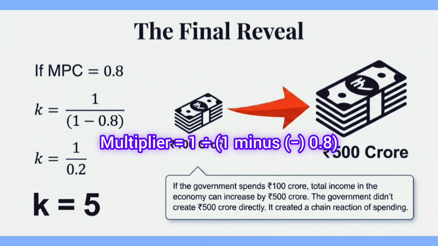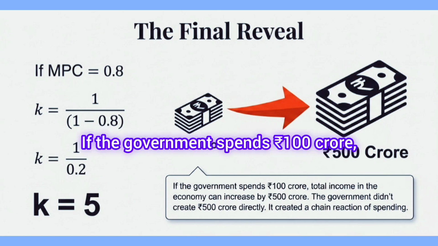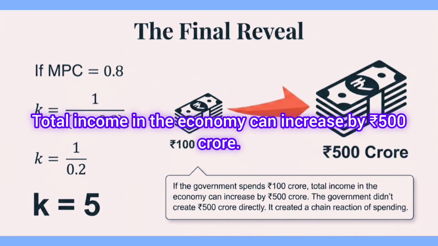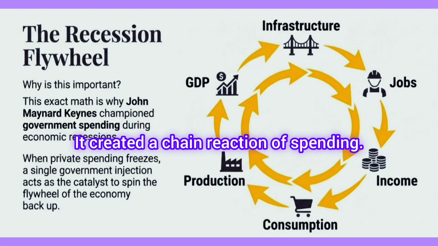Multiplier is equal to 1 divided by 1 minus 0.8, which is equal to 1 divided by 0.2, which is equal to 5. This means, if the government spends 100 crore rupees, total income in the economy can increase by 500 crore rupees. The government didn't create 500 crore rupees directly. It created a chain reaction of spending.